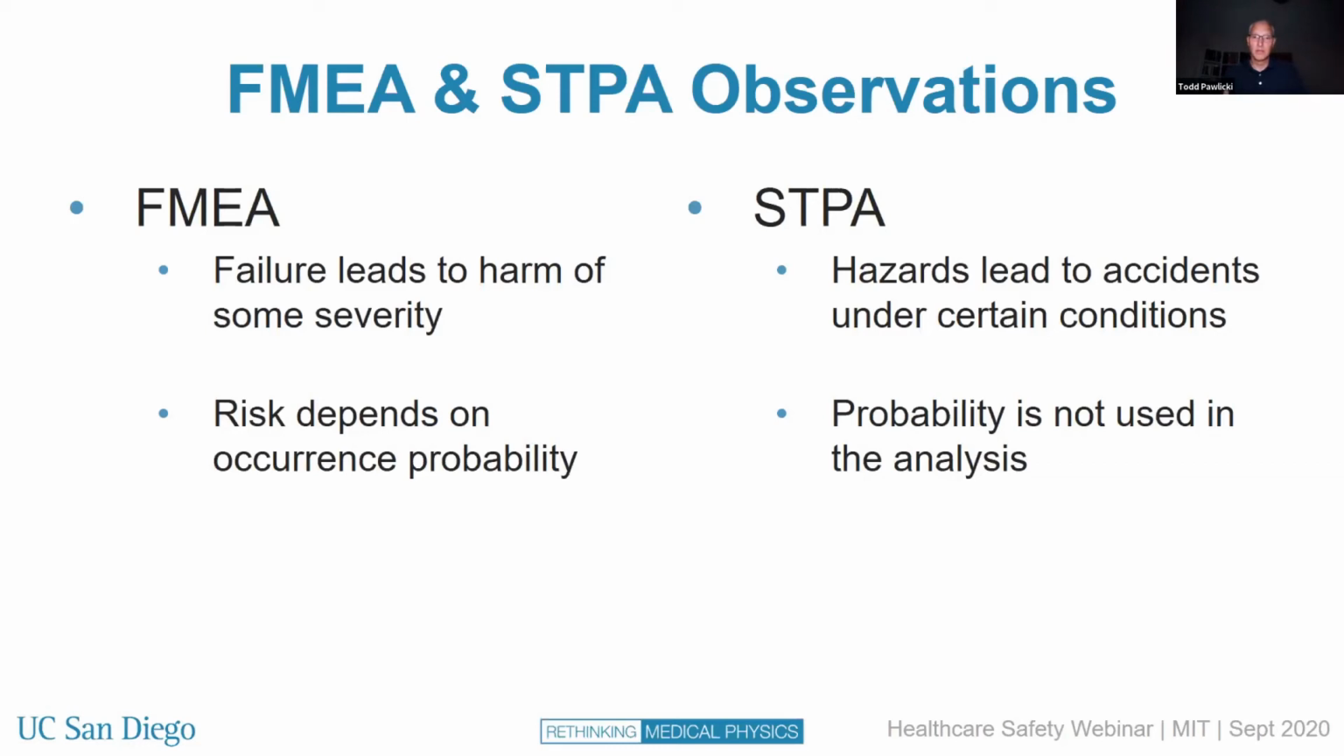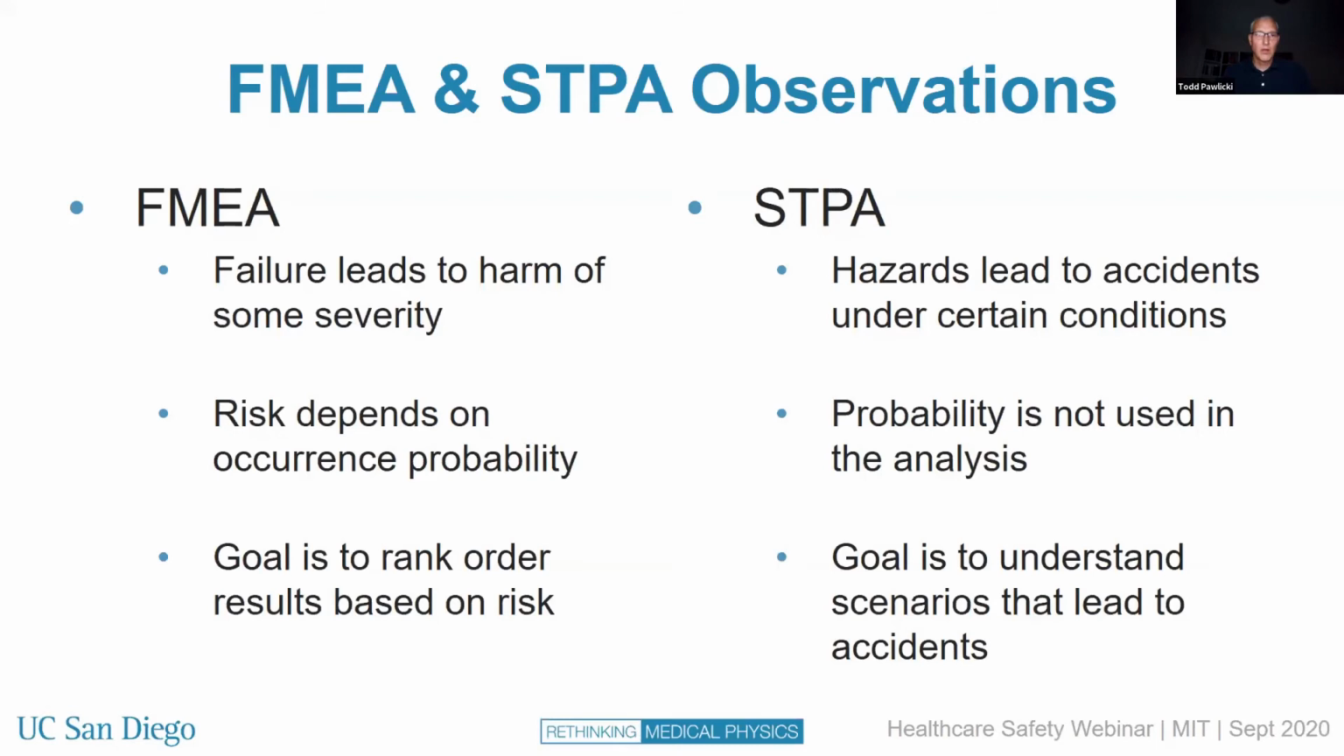And furthermore, it depends on scenarios. If you come up with an occurrence probability, it may apply on Tuesday at noon when everybody is sharp, but if you take that same situation and move it to Friday evening at 10 p.m. when everyone's tired after a long week, it's a completely different probability profile. So STPA doesn't use probability in the analysis at all, I think in part because that probability isn't a realistic number that you can estimate. The goal with FMEA is to rank order results based on risk, and the goal of STPA is to really understand those scenarios that could lead to accidents.